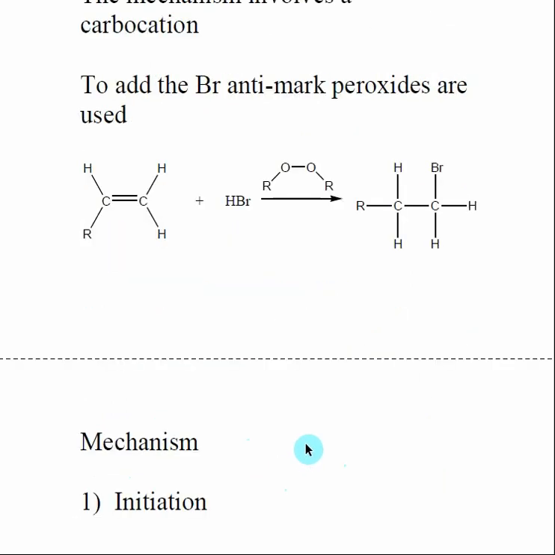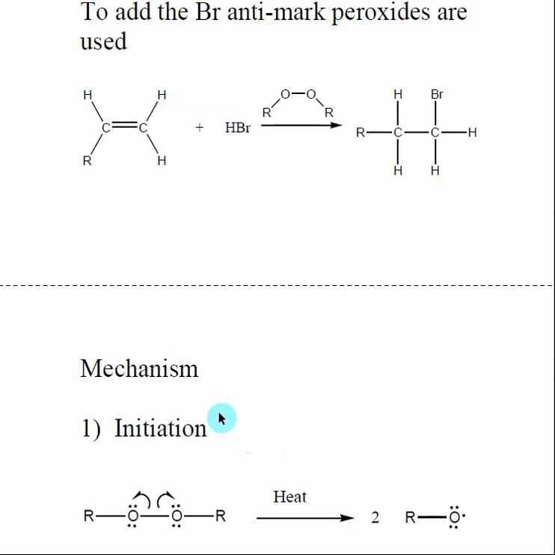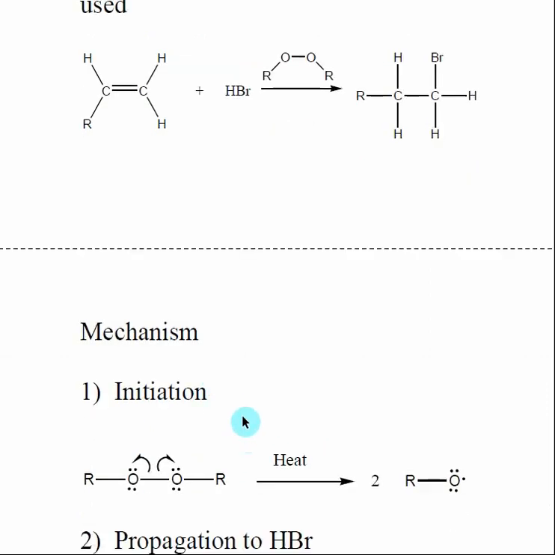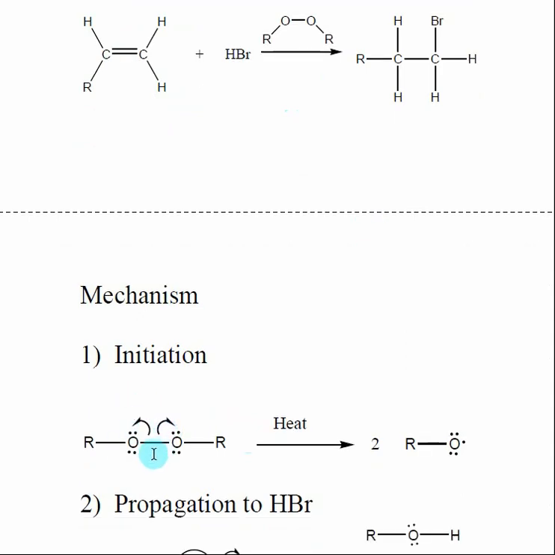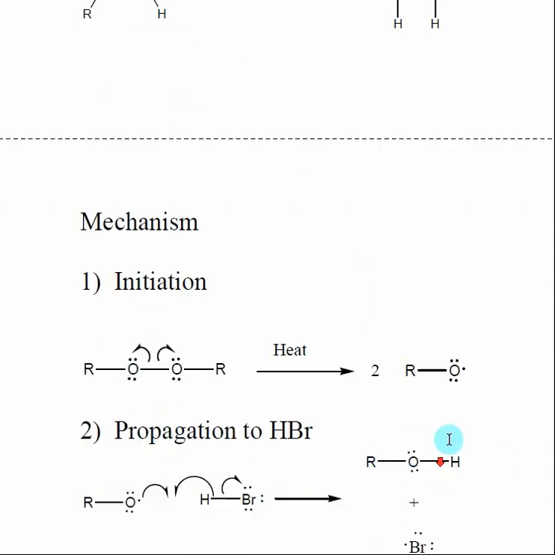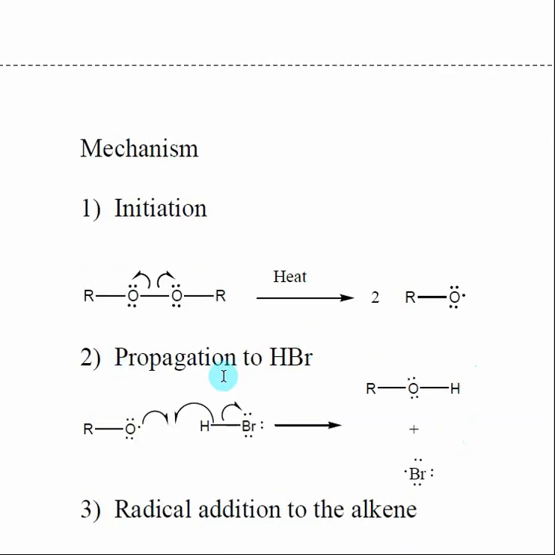So let's look at the mechanism, and it's kind of the same deal. It's going to go in a kind of nonlinear sense, but the first thing I've got to do is make free radicals. So we're talking about the mechanism of adding HBr to a double bond using free radicals. We do an initiation, so we see a peroxide, we heat it up, this peroxide bond undergoes homolytic cleavage, and we end up forming two oxygen radicals. Then we go to propagation, so it's still the same thing.